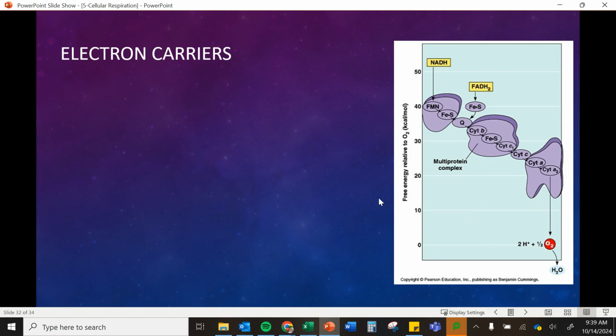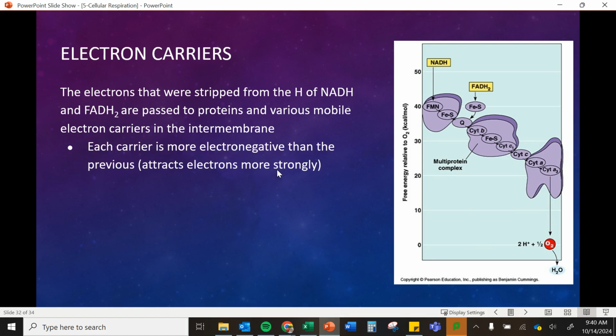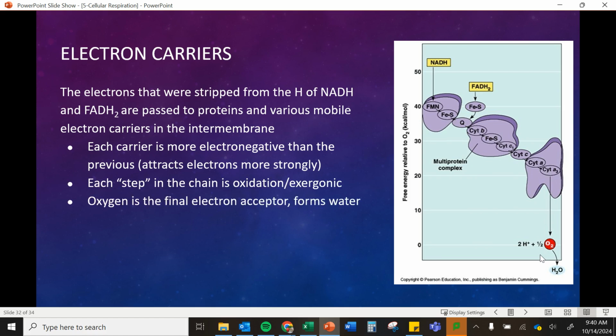Okay, so just a little bit about electron carriers in the electron transport chain. So these are the electrons that were stripped away from the hydrogen of NADH and FADH2. They're passed to different proteins, and we don't need to know the names of these proteins at this point, but they're various electron carriers in that intermembrane, and each one is slightly more electronegative than the previous, meaning they're going to attract electrons even more and more to just carry it down this train until it gets to oxygen, which is the most electronegative.